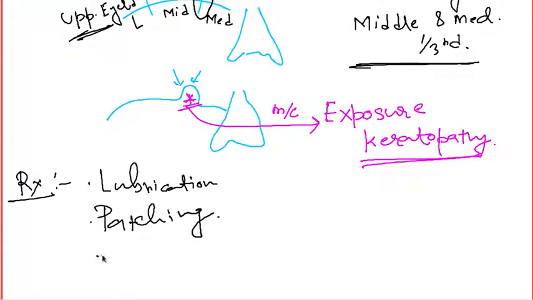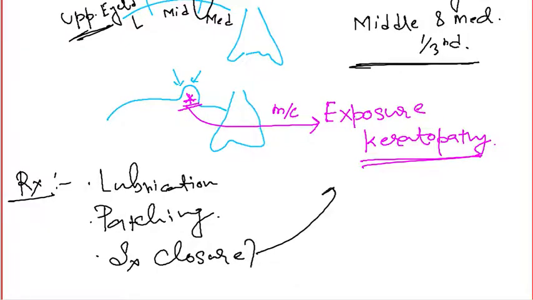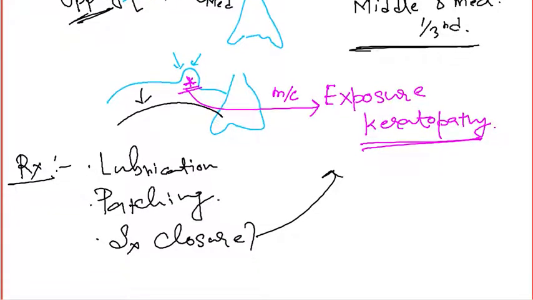But if it is a very large size of defect, it should be handled by surgical closure. After surgically closing this part, the shape will be like this in normal. Okay, so this is about the eyelid coloboma.